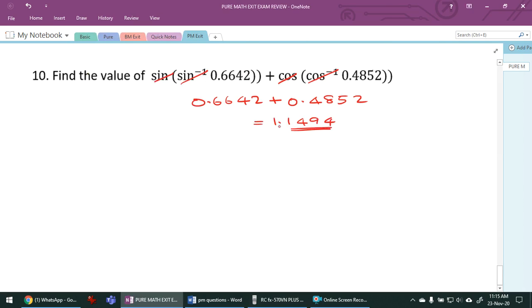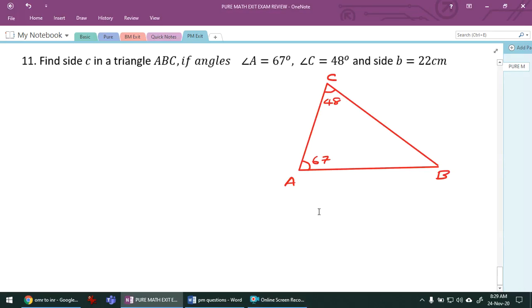That's all. Question number 11. Find side c in a triangle ABC if angle A equals 67, angle C equals 48 and side b equals 22. Okay, here we have the triangle ABC. In that, angle A is 67, angle C is 48. We don't know the value of angle B.